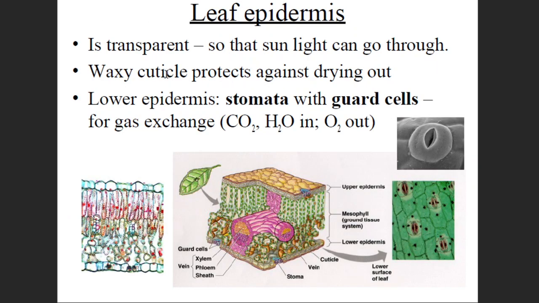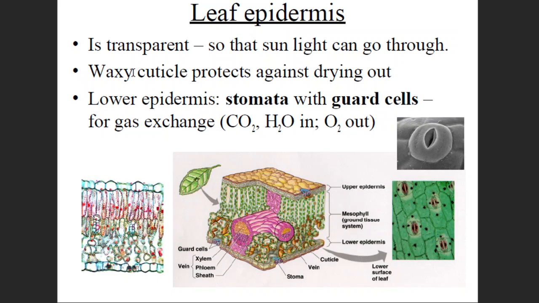Epidermis, it is the transparent structure, so the sunlight can go within or through this leaf structure, the outermost covering. The waxy cuticle protects it against the sunlight, and as it is exposed to the direct environment, it protects it from the external environment.